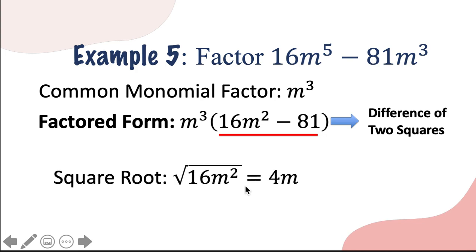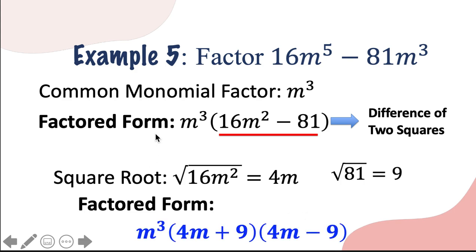So getting the square root of 16m squared, we have 4m. And getting the square root of 81, we have 9. So therefore, the final answer or the factored form of the given expression should be written like this. Okay, so write again first the common factor and then the product of sum and difference of the two terms. So that will be m cubed times the quantity 4m plus 9 times the quantity of 4m minus 9.